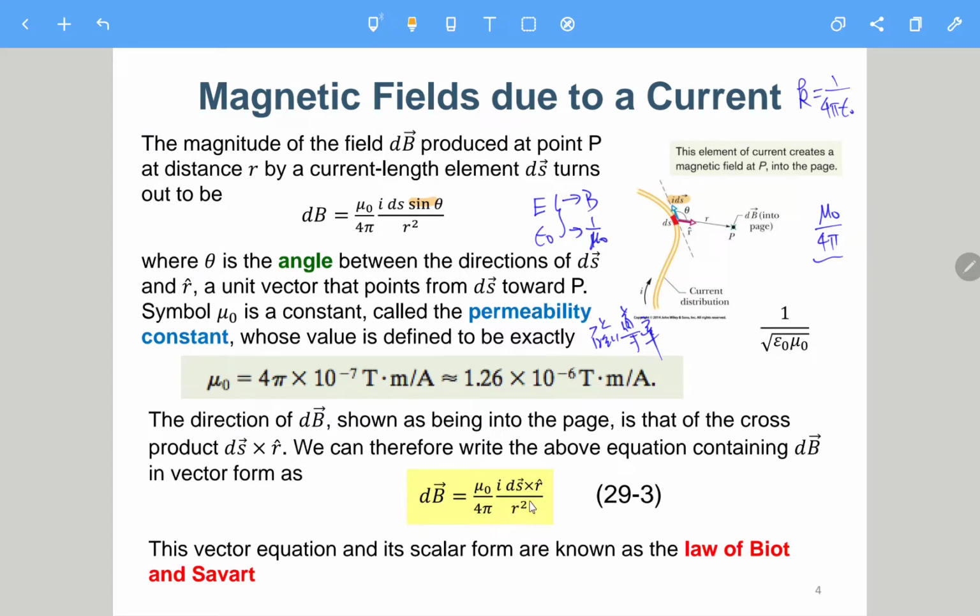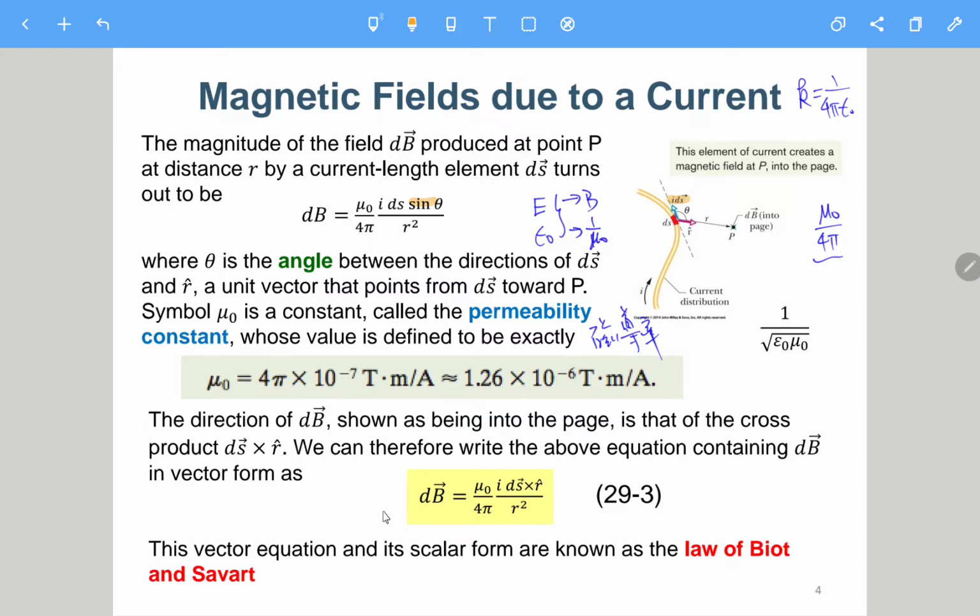r. ds is in this direction and then cross to r. So for this one, it will point into the page. Okay, so we use r hat here so that we still keep the r square in the denominator. So this is the vector form of this equation, and this cross product includes this sine theta term.